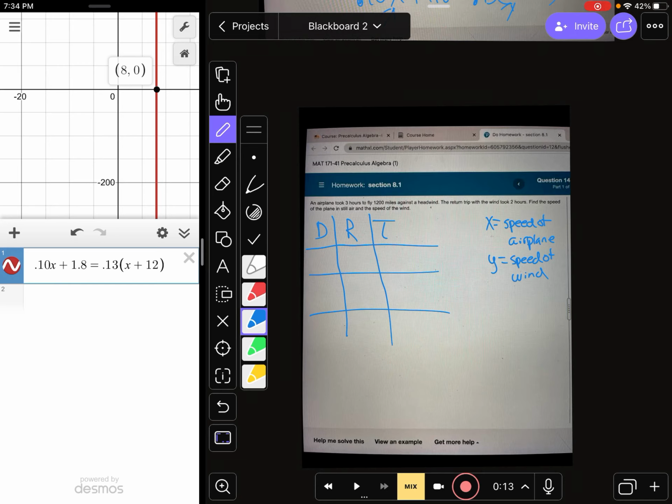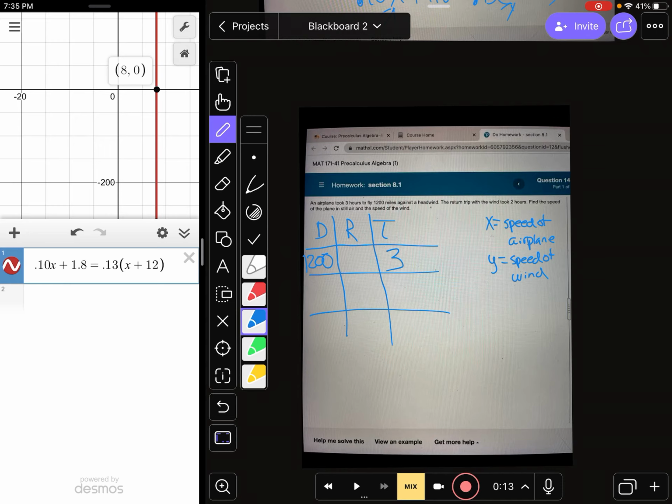And now I just pull out my information. An airplane took 3 hours to fly 1,200 miles. 1,200 miles, that's my distance. And it took 3 hours, so that's my time.